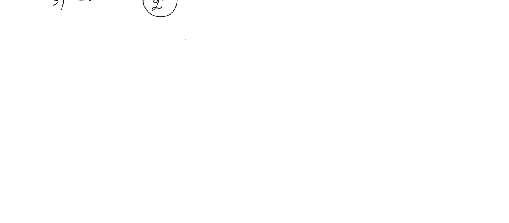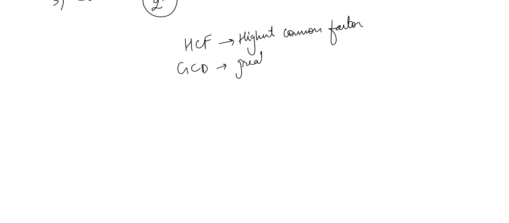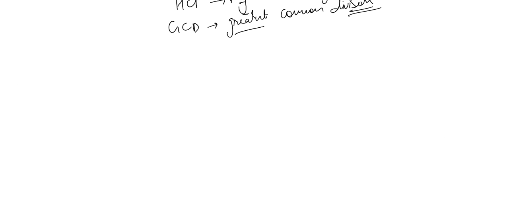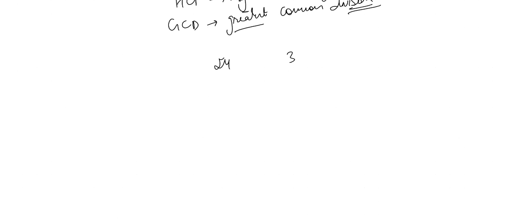HCF, highest common factor. Okay, we also call it GCD, greatest common divisor. It's one and the same thing, obviously. Highest, greatest, factor, divisor. Exactly the same thing. Okay, so they can be used interchangeably. Let's take the same set of numbers 24, 36, 80.